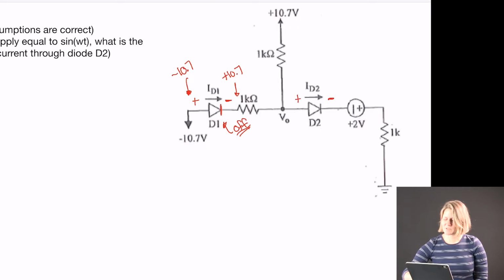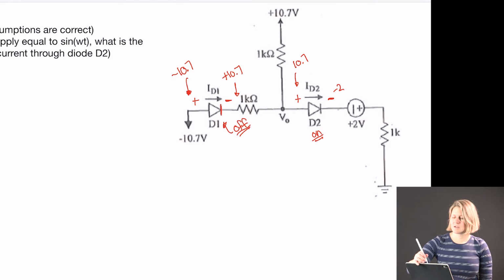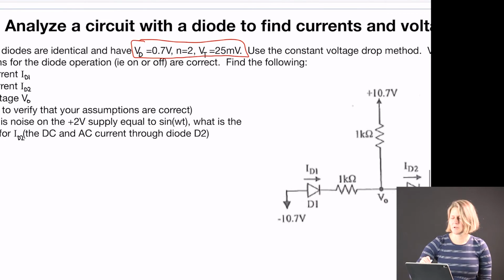The orientation for this one, if this side is about 10.7 and this side is about a minus 2, has the orientation being the correct polarities, so we would assume that D2 was on. This is a rough way of getting just an estimate of which ones to make for the assumption. Again, we're going to analyze the circuit and then recheck that our assumptions were actually correct. So we did off for D1 and on for D2.